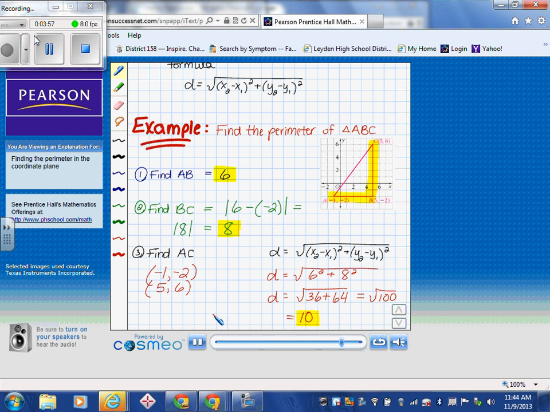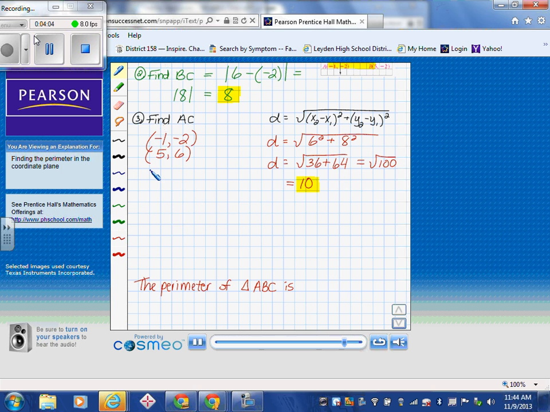Now to find the perimeter of our triangle, we need to add the length of all 3 sides. We have 6 plus 8 plus 10. When we add these together, we'll get our final answer. And that's going to be 24. We can conclude then that the perimeter of triangle ABC is 24 units.